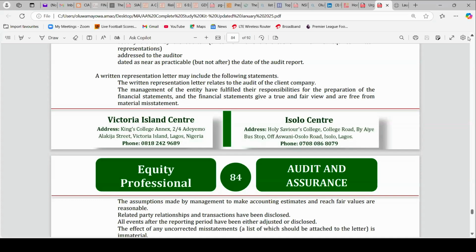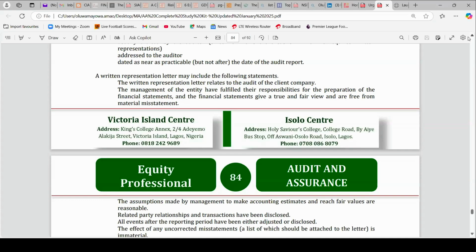It is a key part of written representation because the responsibility for preparation of financial statements is management's. It's not the responsibility of the external auditor. It's not the responsibility of an outsourced company. There are companies that outsource the management accounts and financial statement preparation. It is the responsibility of management. So whether it's outsourced, whether it's done by an accounting firm, management is responsible for it, and it's not the work of the auditor. So a statement stating that will be in the written representation.